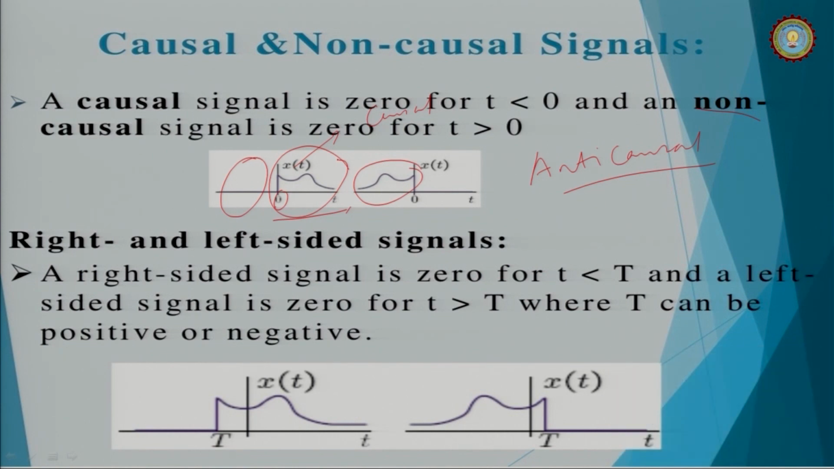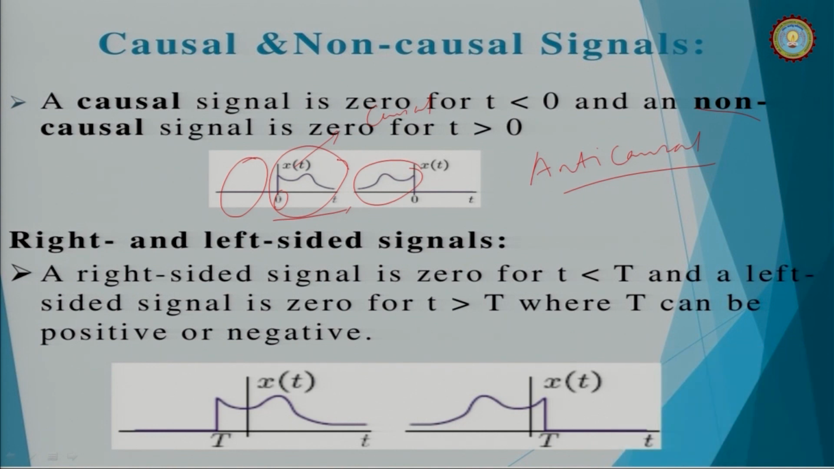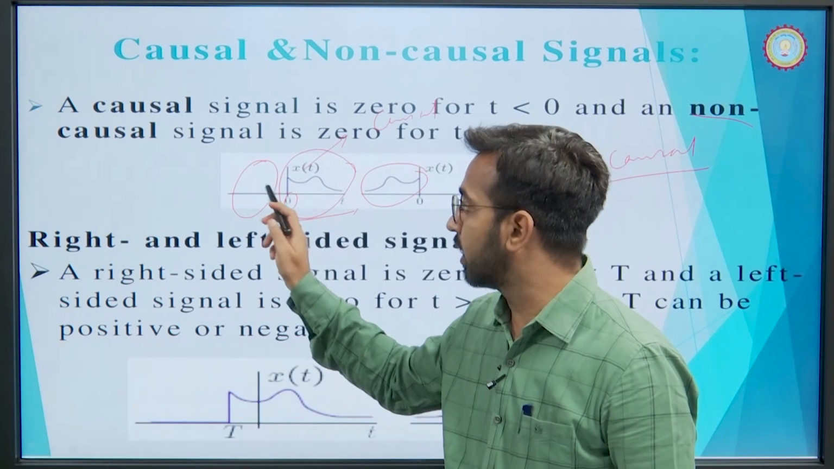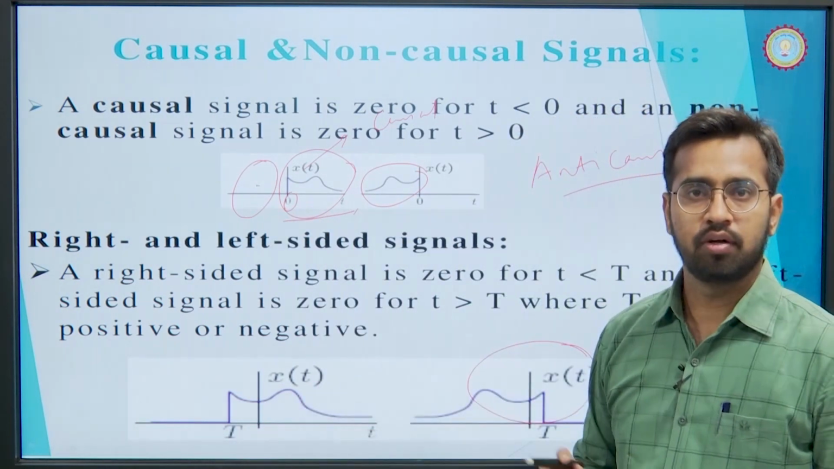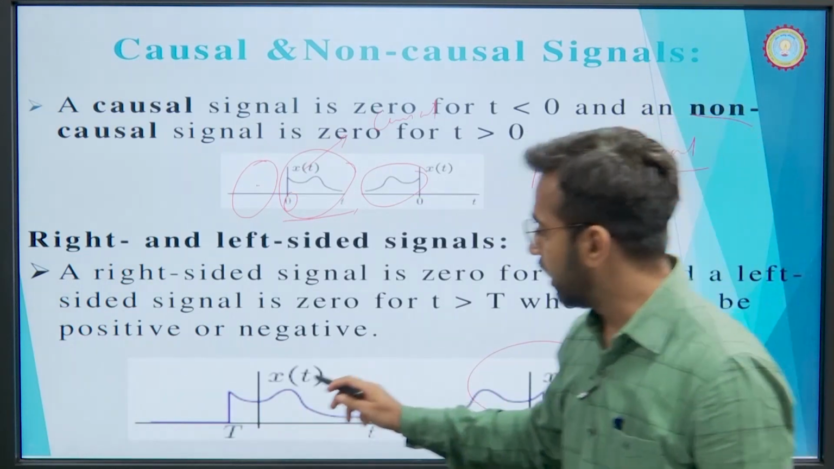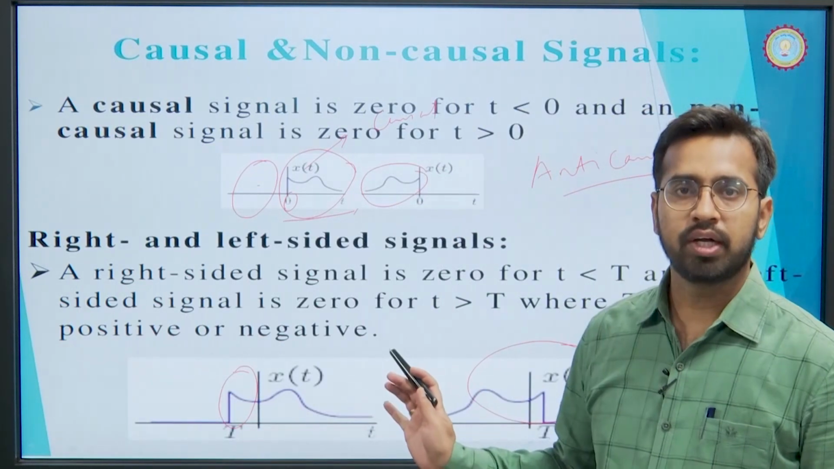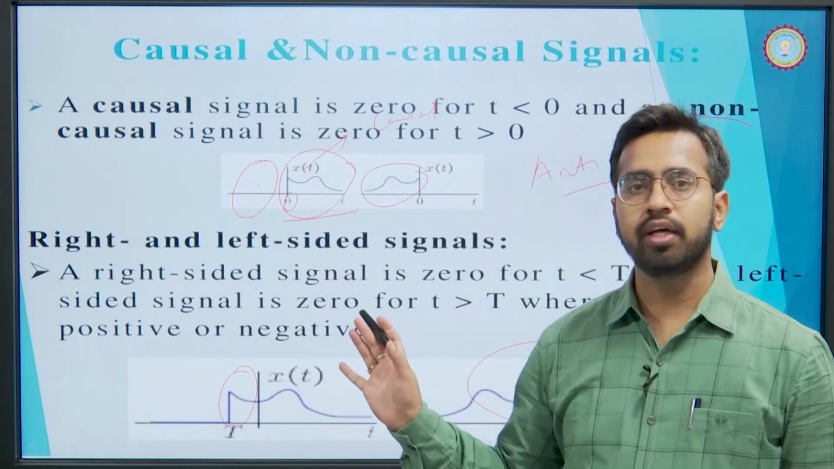For example, see, a right sided signal is 0 for t less than T. This is a signal which starts from T and goes in the right direction. Similarly, this is a signal which has its extension in the negative half. See what is the difference between causal and non-causal and right and left handed. In a causal signal, the signal must not be present in the negative time duration, but in a right hand or left hand signal, there is some signal in the negative domain or in the positive domain, but it should continue in the particular direction.